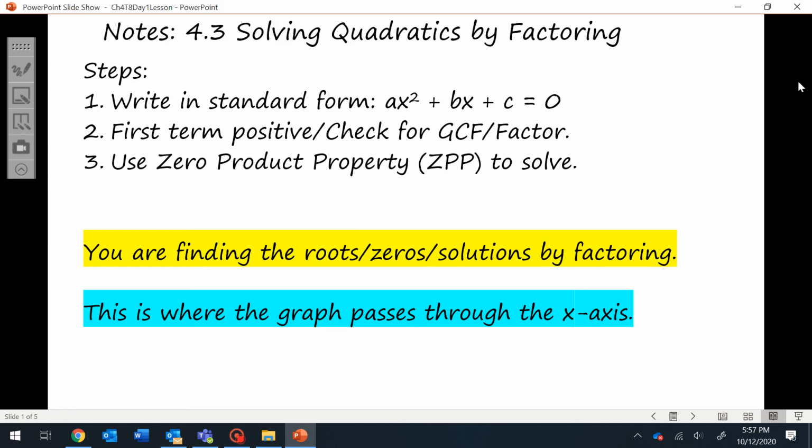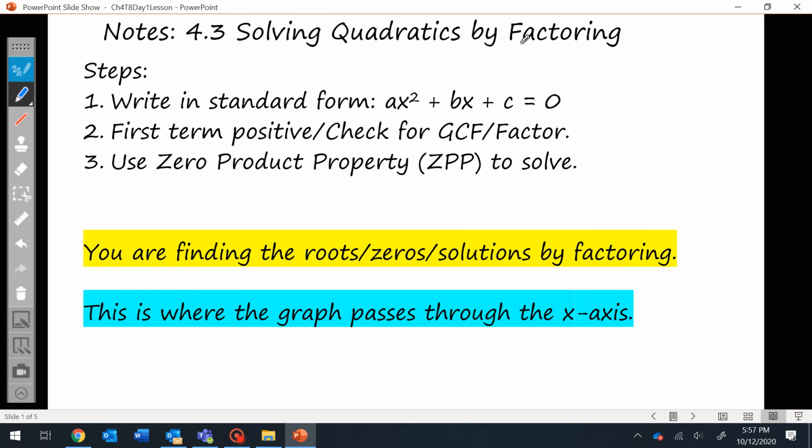Today we're going to look at how to solve a quadratic by using factoring, how we factored in the past couple of days. This is chapter 4, day 1, topic 8. So remember, the solution is the x-intercept. The x-intercept occurs when the y-coordinate is 0.